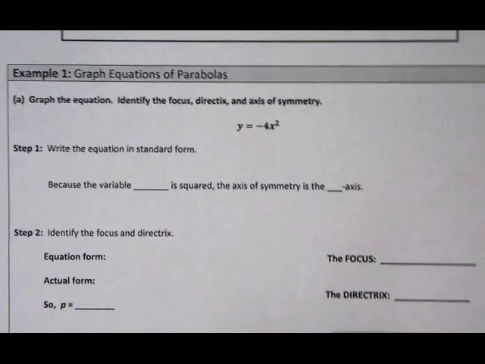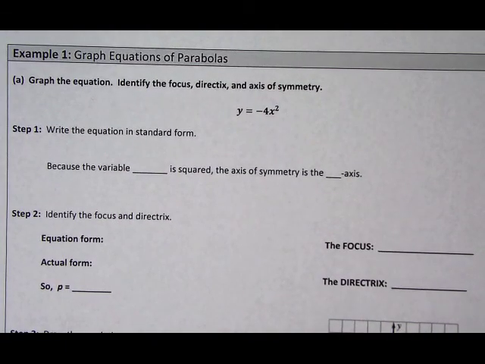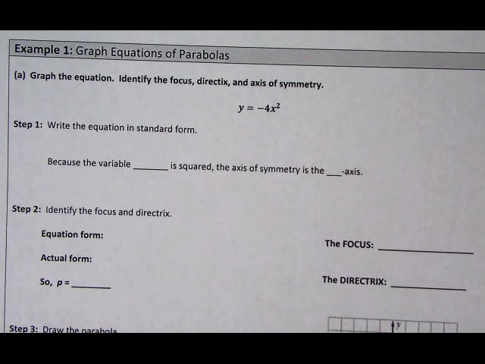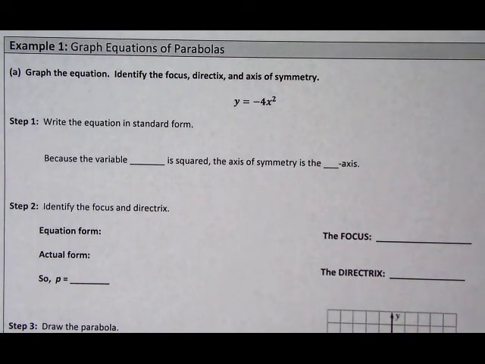So let's look at example 1. In example 1, we want to graph the equation of the parabola. Okay, so there's a couple steps that I have highlighted for you, and we're going to follow them pretty close, so it helps you kind of work through graphing some of these problems.